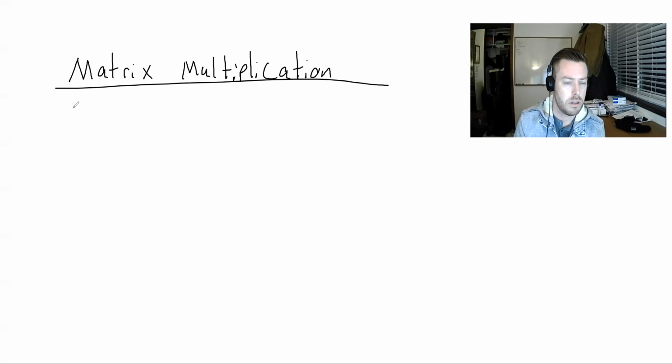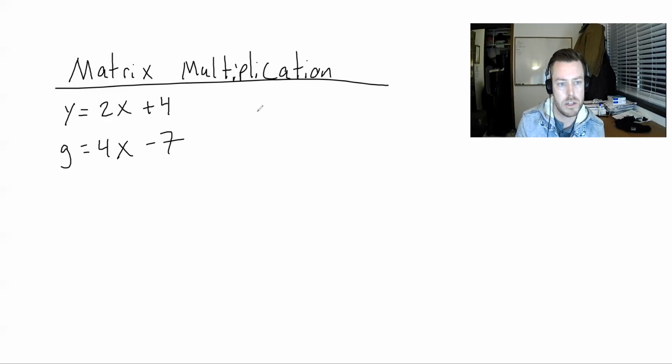let's just say you have an equation like, y is equal to 2x plus 4. You have g is equal to, let's just say, 4x minus 7. This is a system of linear equations, right? It's linear because your x power is to the 1, right? And you can write this in a different form, and that form would be Ax is equal to b.